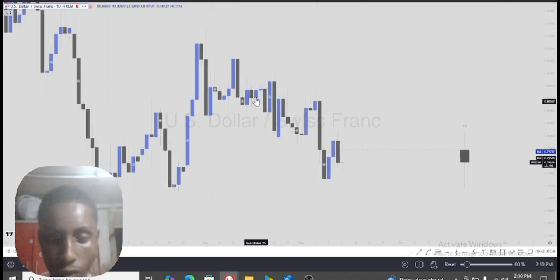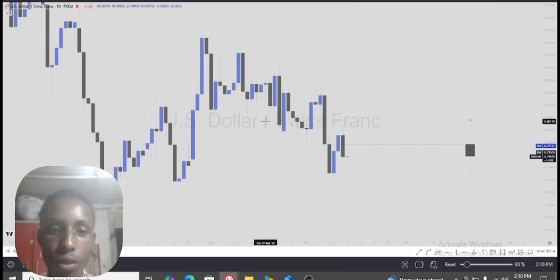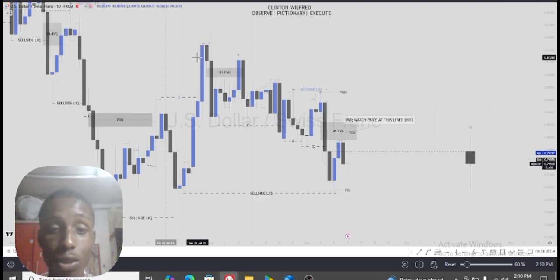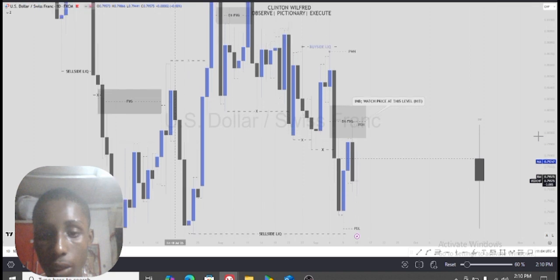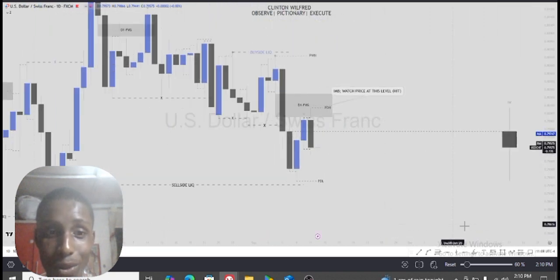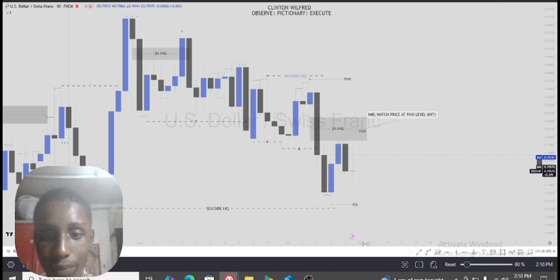While waiting for my markup to load, I've been bearish on USD Swiss franc. After taking this buy side liquidity, price has just been dumping. After taking this buy side liquidity and taking these old highs above here, price has just been doing the worst. You can see there's buy side liquidity on two, and it's been dropping to the lows, dropping to old lows.